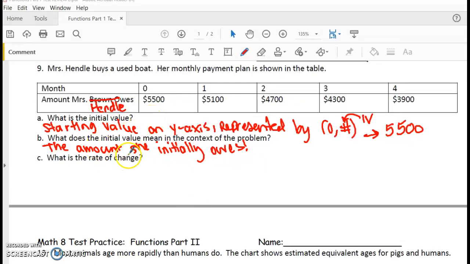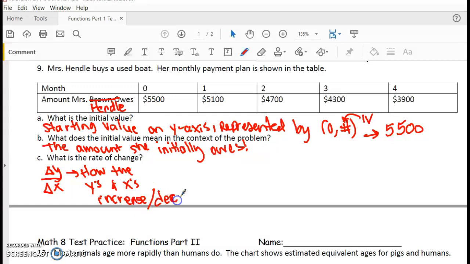Okay? What is the rate of change? Well, the rate of change is the change in y over the change in x. It is how the y's and the x's increase or decrease. That's how you find the change. You look at the increase or decrease along the y's and along the x's. So let me pick another color. So 5500 to 5100 is going to give me 400, but I'm subtracting 400.